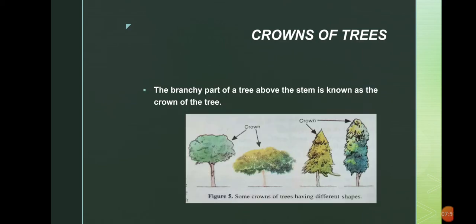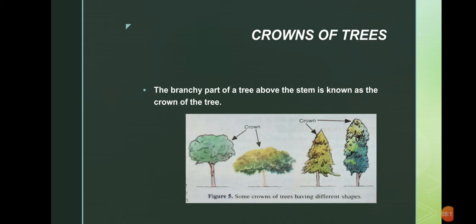Next comes the crown of a tree. Now, what is the crown of a tree? The branchy part of a tree above the stem is known as the crown of a tree. This crown includes the top part of a tree which has all the branches and leaves of the tree. Different types of trees have crowns of different shapes and sizes.